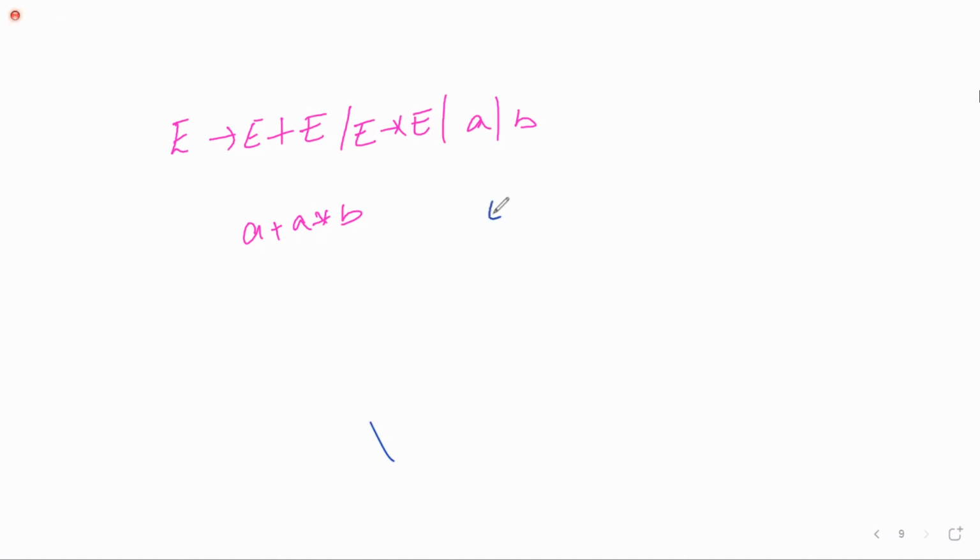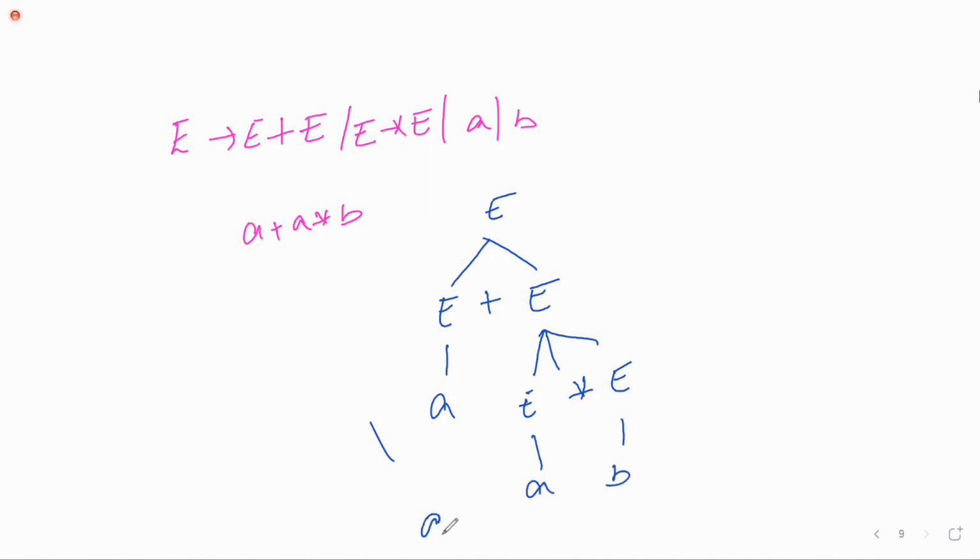Now, first, I'm taking E tends to E plus E. In this place, E plus E, can I take it like A? E tends to A. Yes. So first I'm deriving the leftmost one. Next, I'm taking E star E. In this place, I can take A. In this place, I can take B. A plus A star B, I got.